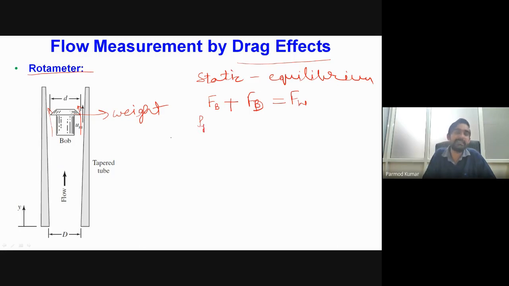Okay. So now we know that buoyancy force will be equal to rho f, where rho f is the density of the fluid which is flowing in this upward direction, times the volume of the floating object, say Vb is the volume, times gravity.